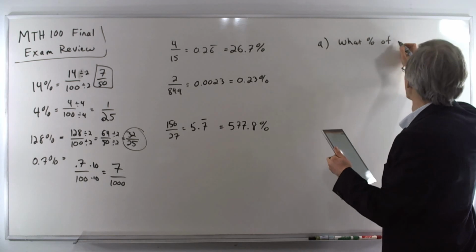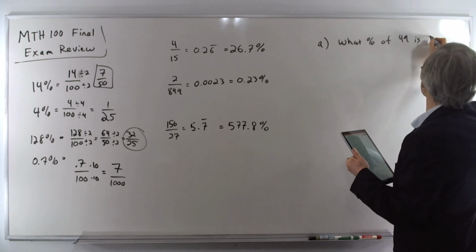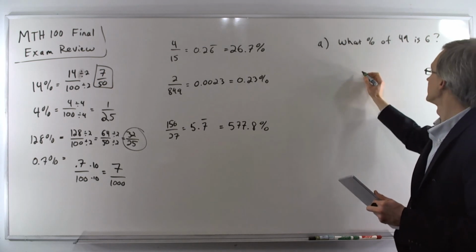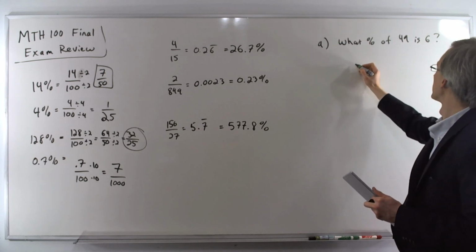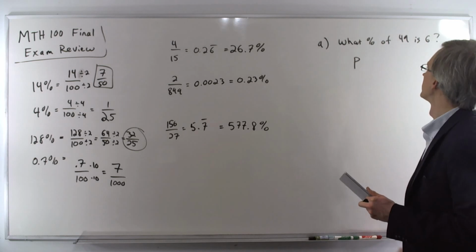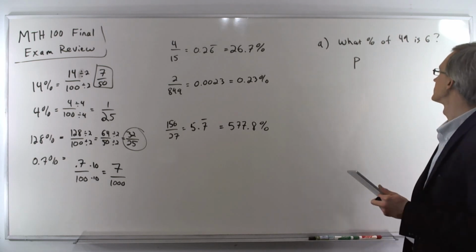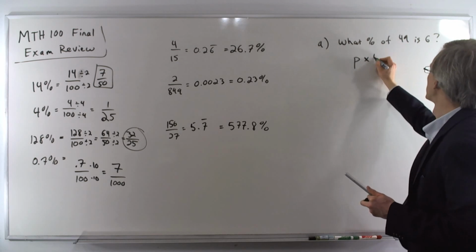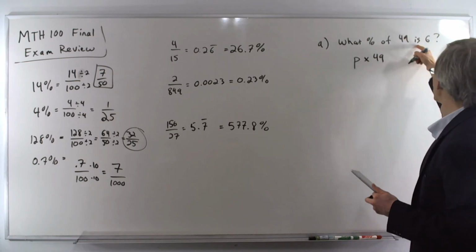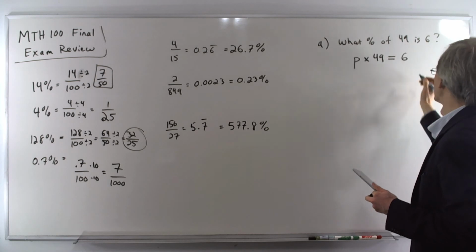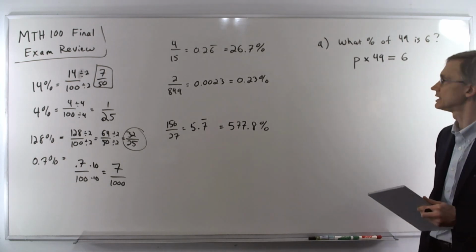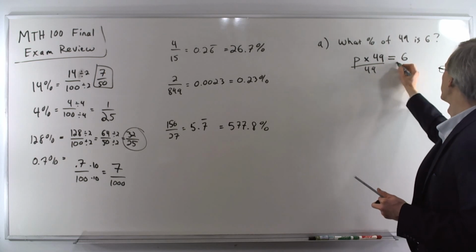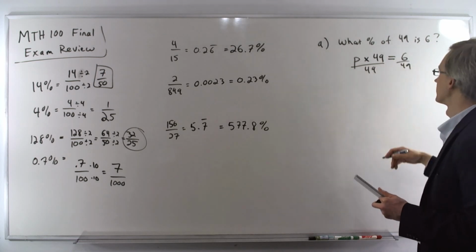What percent of 49 is 6? All right, so to translate, what percent translates into the variable P. We'll say P is going to be our percent, of is multiplication. So P times 49 translates into the equal sign and 6. So there's our equation: P times 49 equals 6. To solve, we can divide both sides by 49 to get some percent.